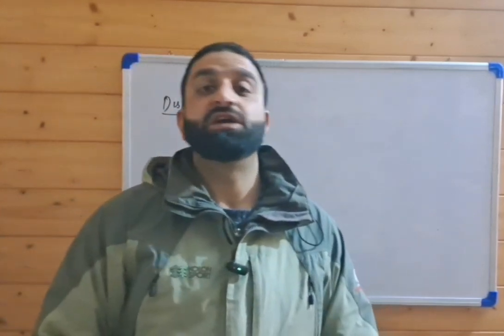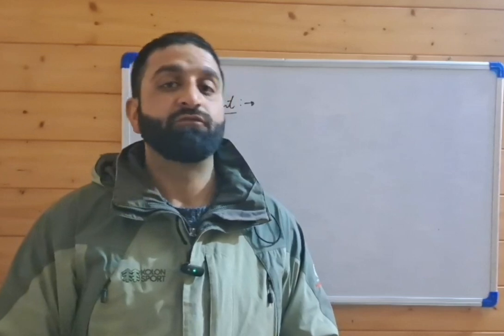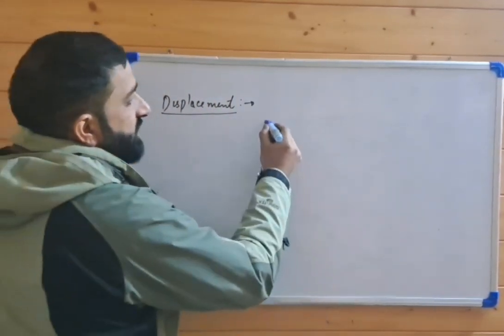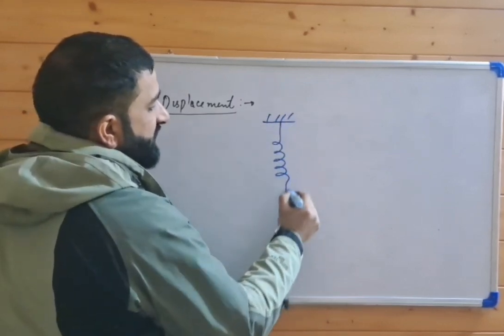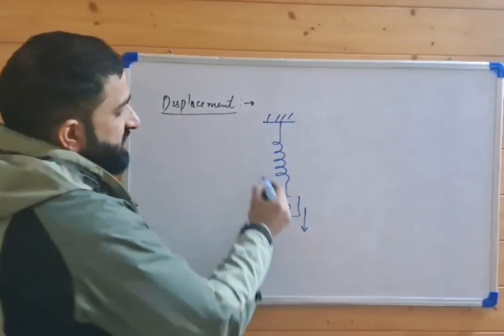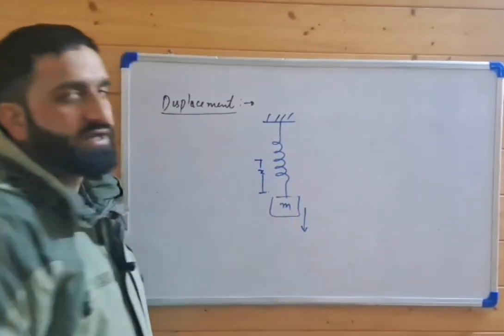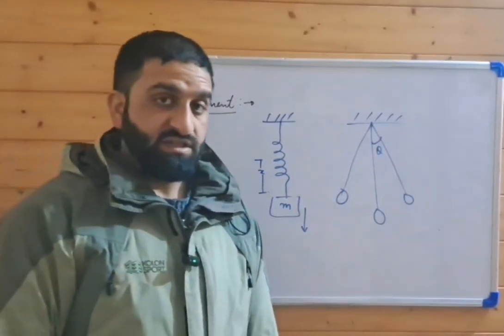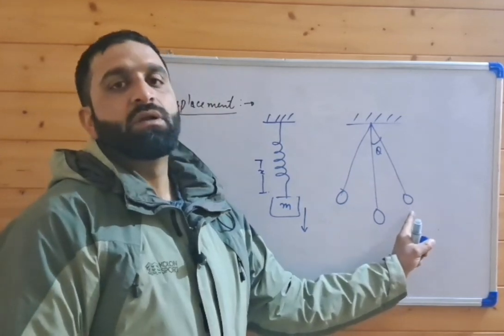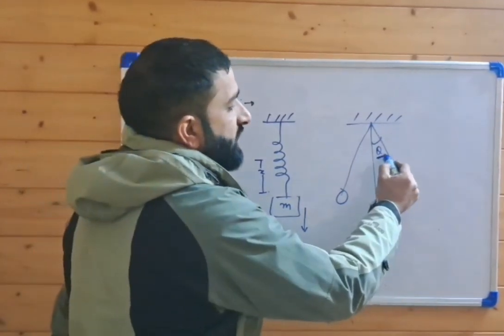The displacement, in general, is the name given to a physical quantity that is considered to change with respect to time. The displacement can be of different types in different cases. For example, when we talk of a loaded spring with a mass attached, when this mass is pulled or pushed, the displacement is equal to the change in the length of the spring. When we talk of a simple pendulum, the displacement is the angle by which it has shifted from mean position to extreme position. So this is angular displacement.